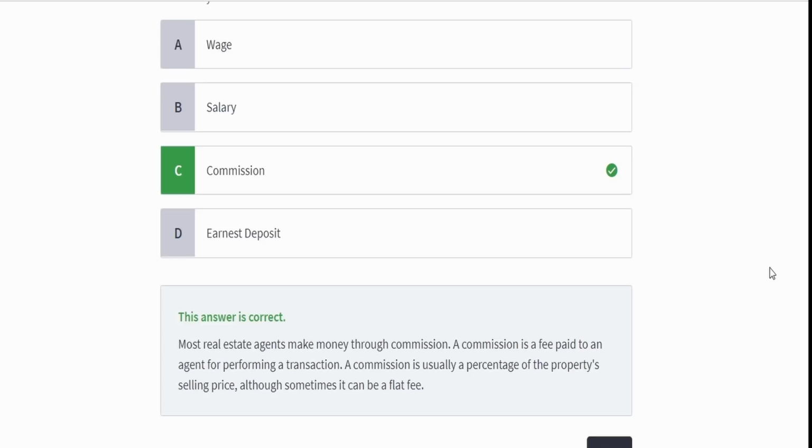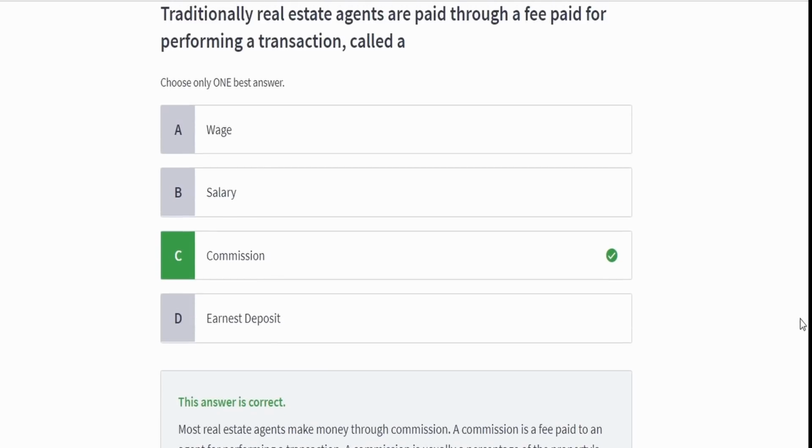Point being, though, I'm not saying it's easy per se, but this is a question that you should understand by now. We are studying for the exam. They should have covered this in your pre-licensing. You should be familiar with the term commission and kind of how it works. If not, that's okay too, because that's why you're here to learn, and you're already taking the step forward, and that's awesome.